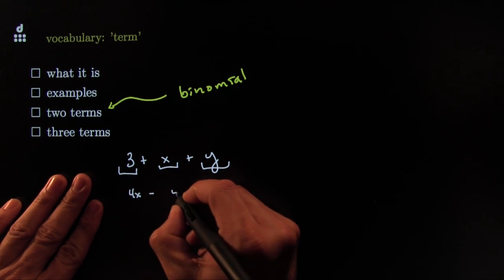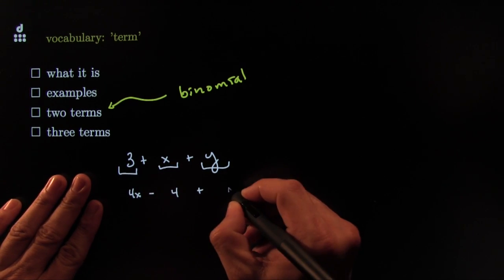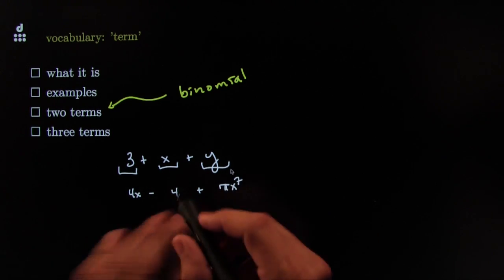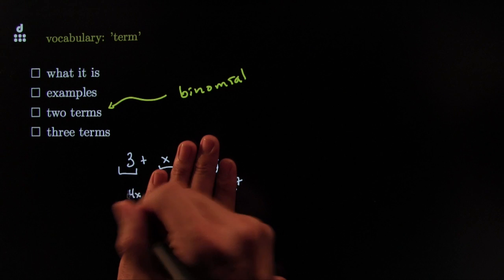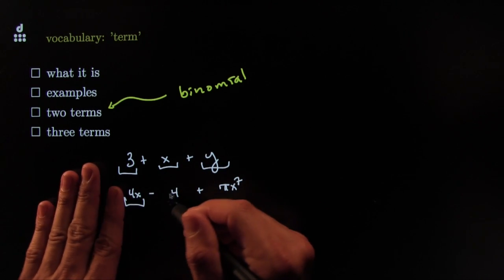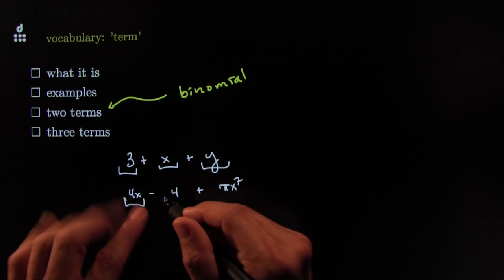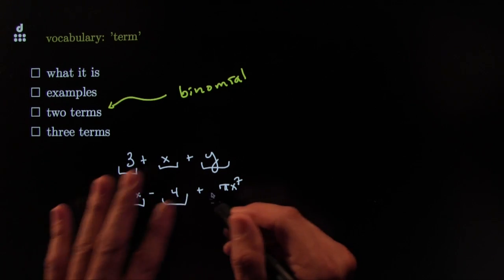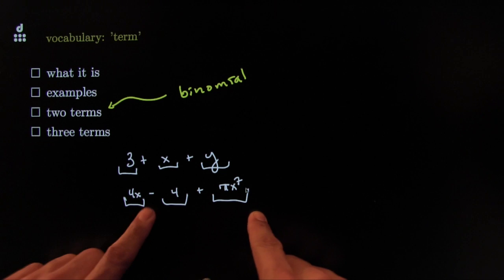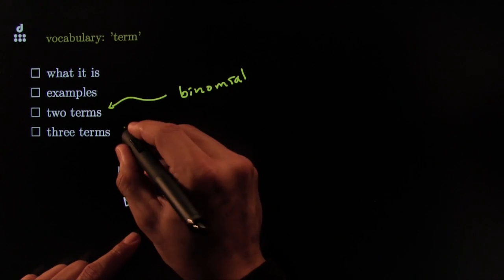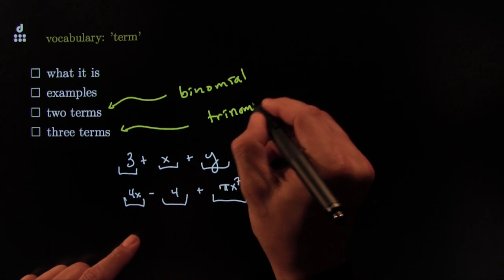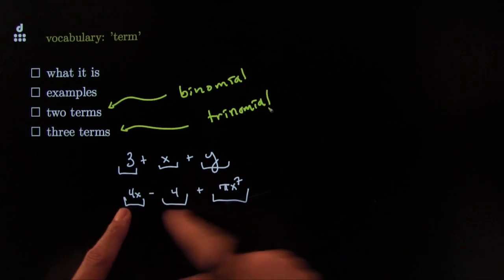4x minus 4 plus pi x to the 7th. I scan this. I don't see any plus or minus, so all that stuff is glued together as one. This is one term. This is a minus, that partitions it, so you have another term. This is a plus, so that's another bookmark. So that gives me three terms. The fancy name for those, of course, is trinomial. You can imagine why it's the trinomial, because you got three terms.